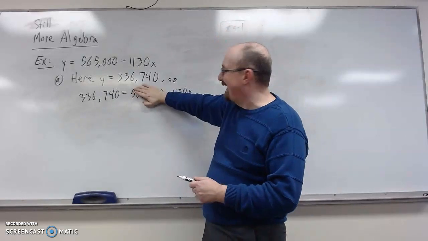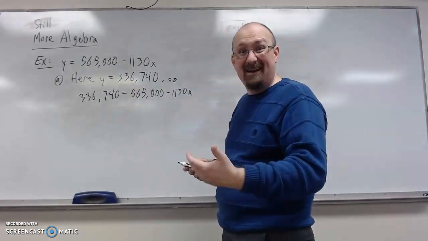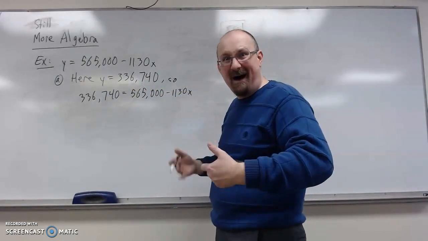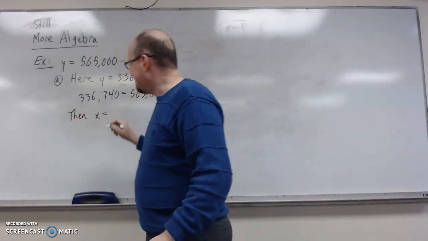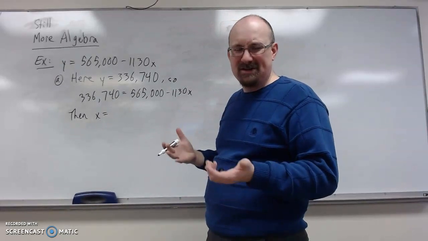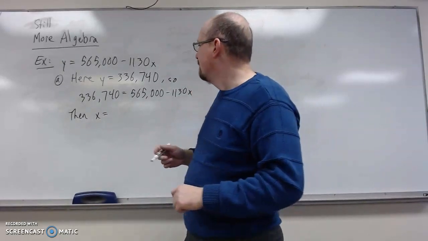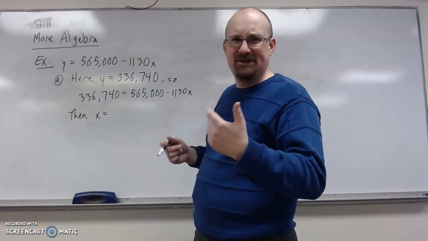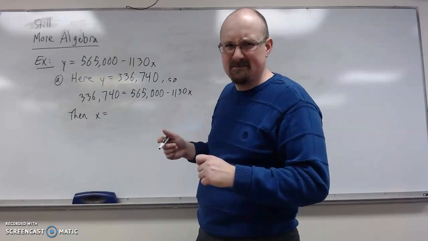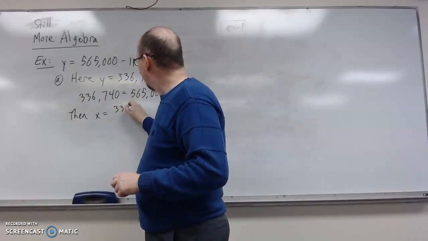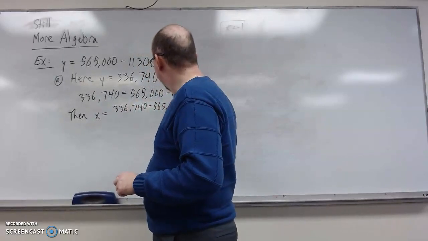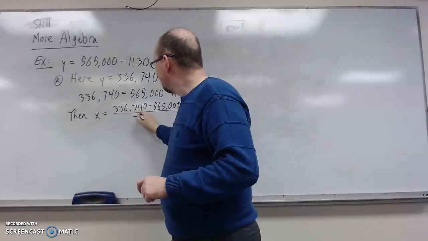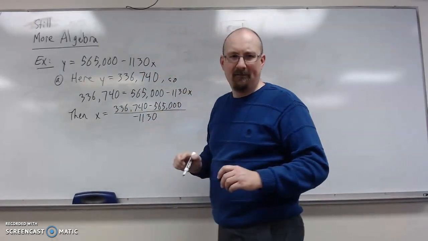Once that is gone, all that's left is negative 1,130x, and then we need to divide by that coefficient. Technically, I'm moving x over to the other side of the equation. You can flip them, that's fine. Don't flip inequalities like that unless you need to, but for equations, that's fine. So we have 336,740 minus 565,000 divided by negative 1,130.